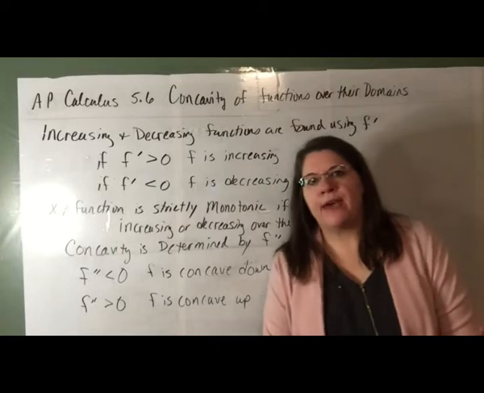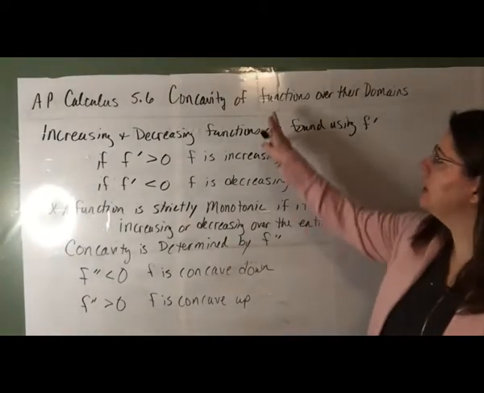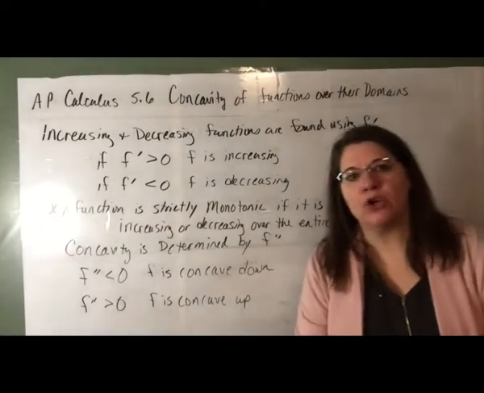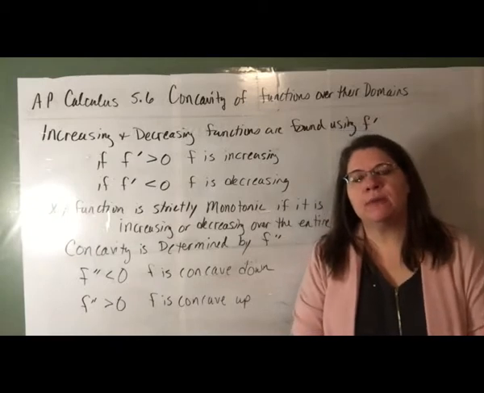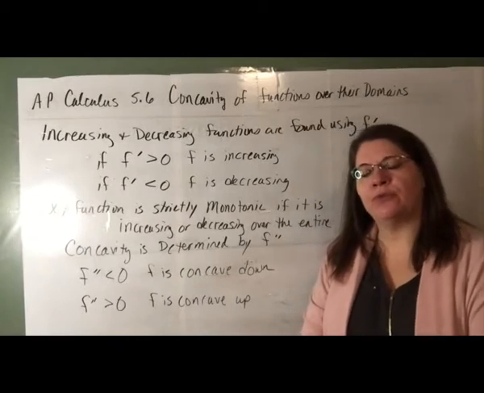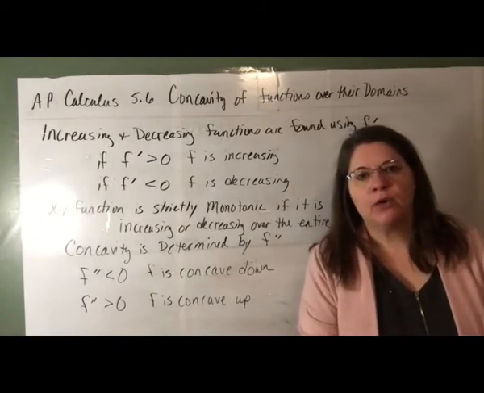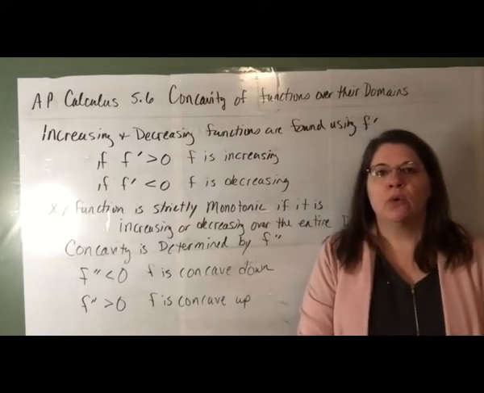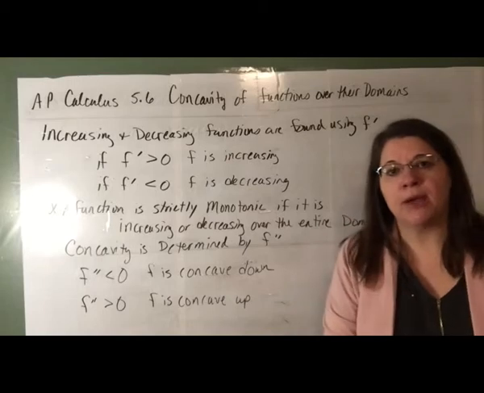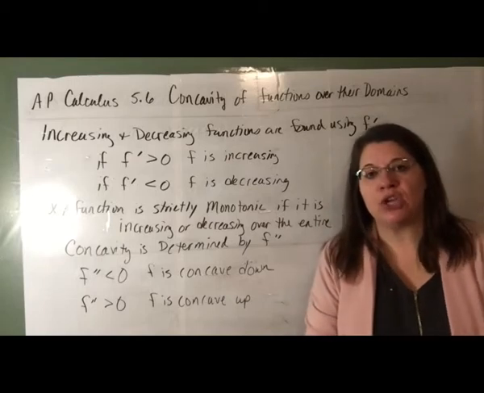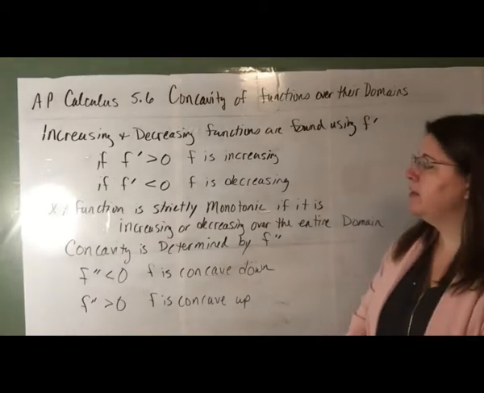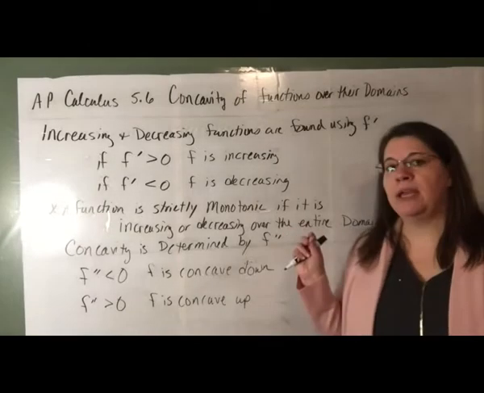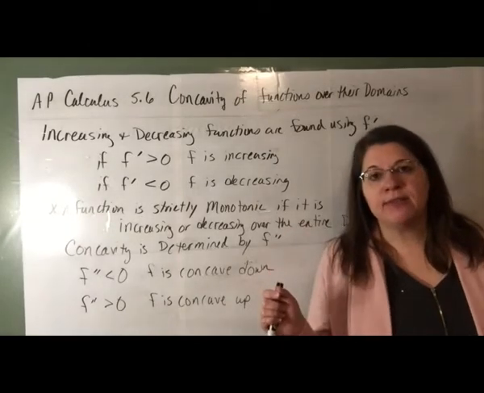AP Calculus 5-6, and we're going to find concavity of functions over their domains. This method is going to be very similar to how we used the first derivative test to find where functions were increasing and decreasing, and then we went on to find where we had maximums and minimums by comparing where increasing and decreasing changed direction.